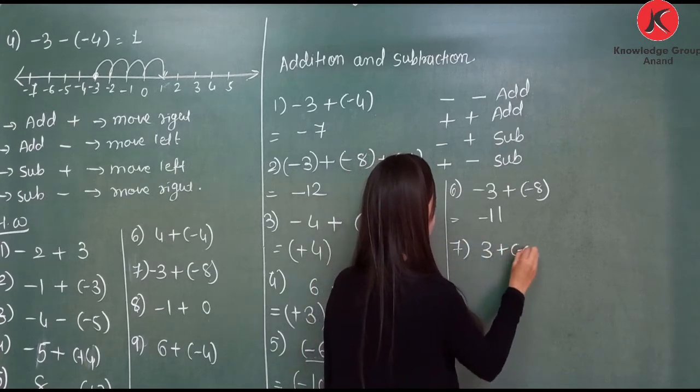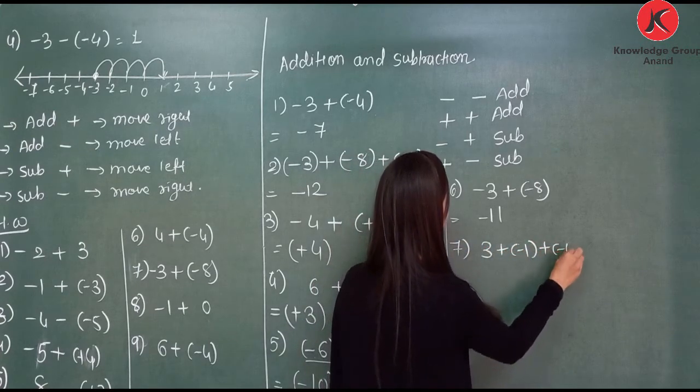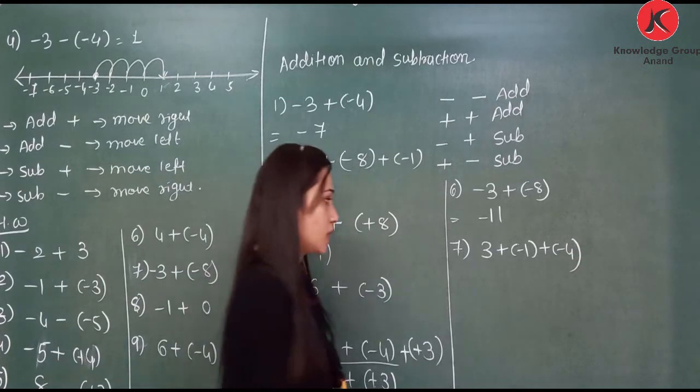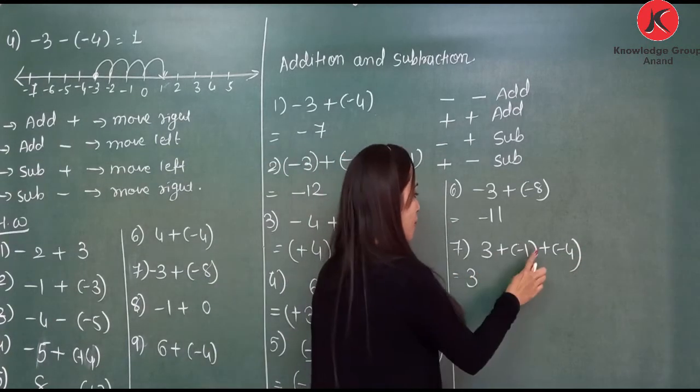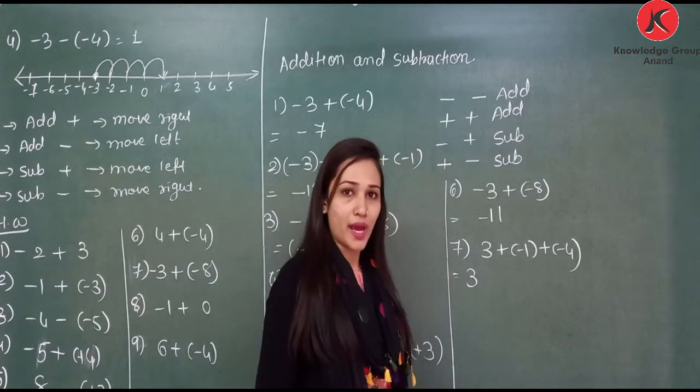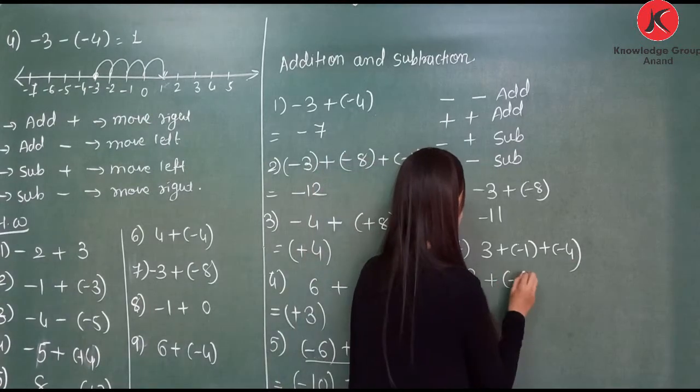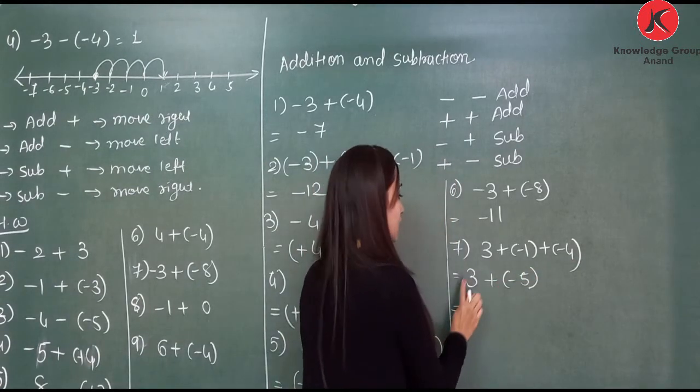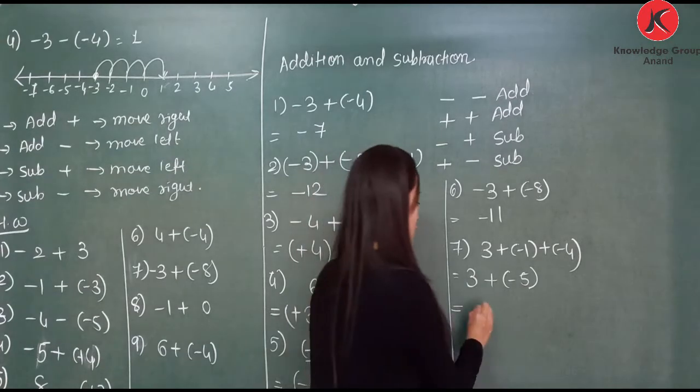3 plus minus 1 plus minus 4. So here 3 is positive. Minus 1 minus 4 is minus 5. 3 plus minus 5 is minus 2.